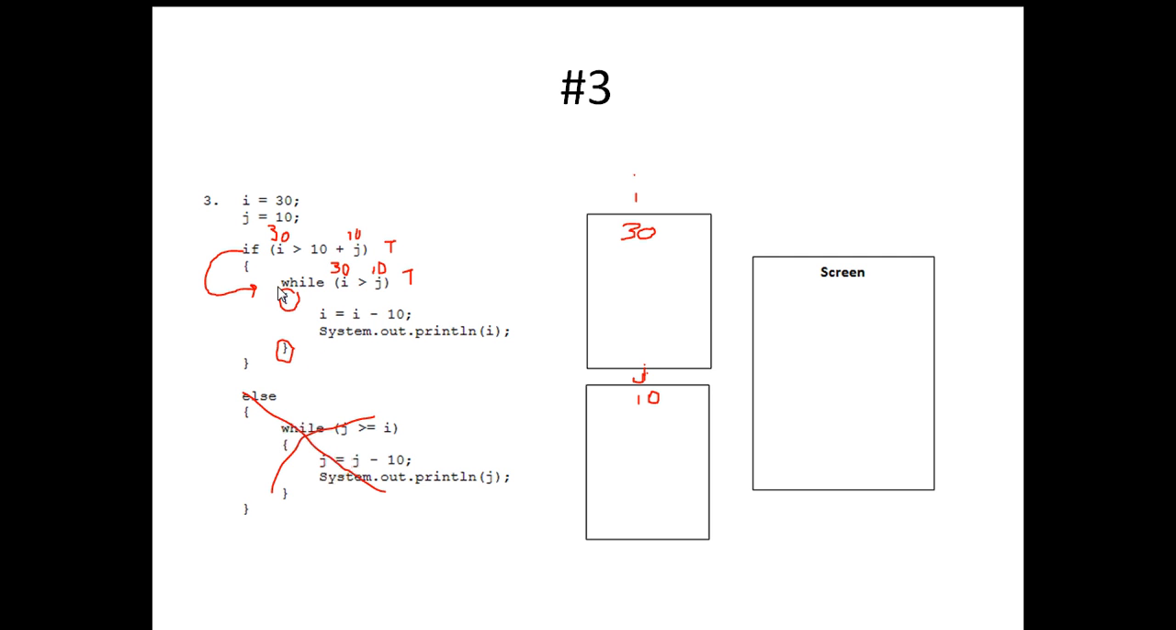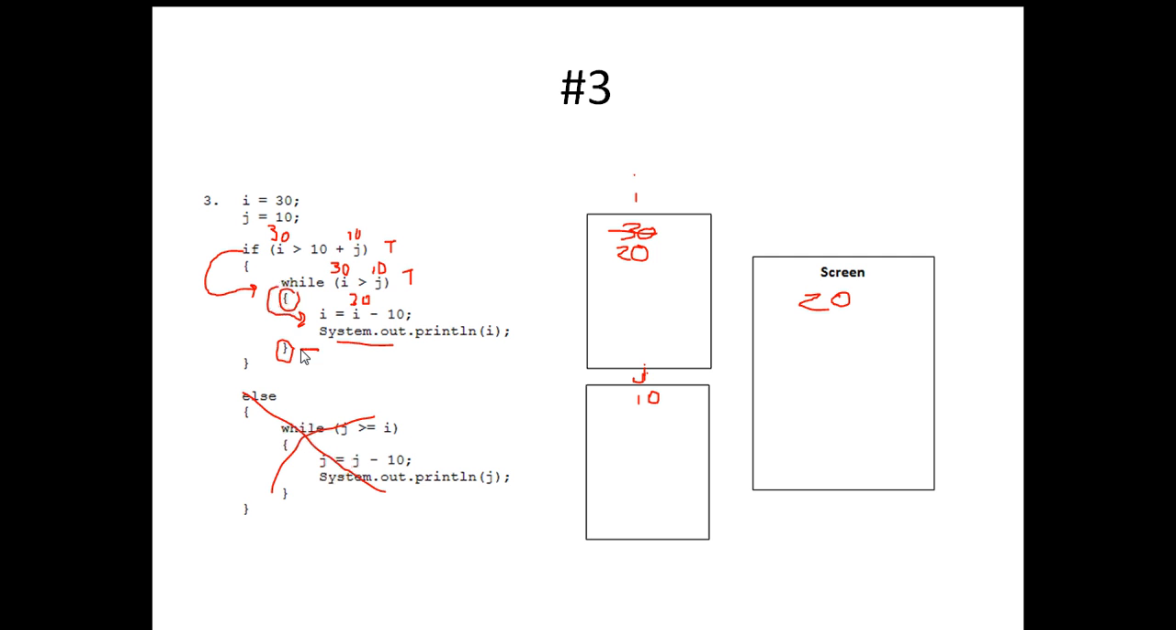And so we jump into the loop, and we're going to assign another value to I. So I currently is 30. And so we're going to assign I to be 30 minus 10, which is now 20. And then the next line of code is to print the value of I. Okay? And that is 20. So we're going to print that on the screen.